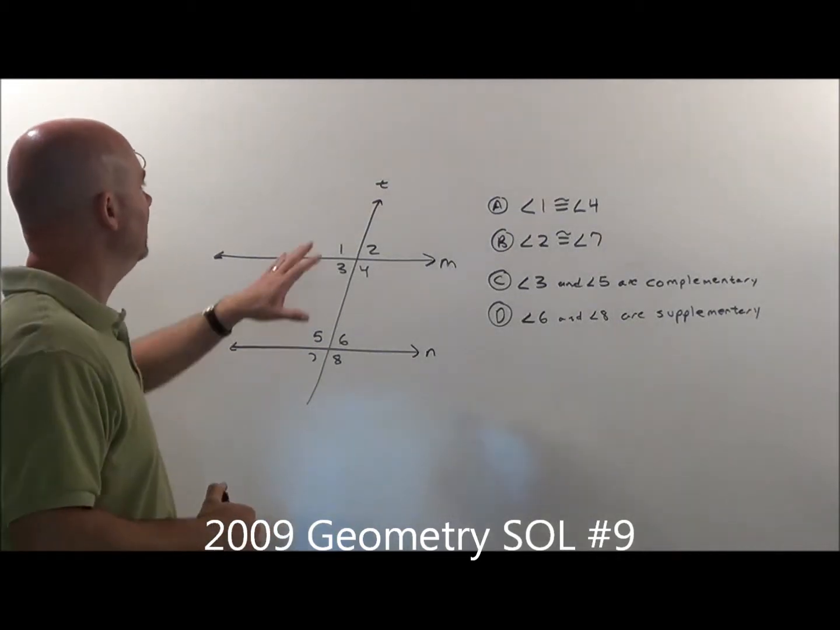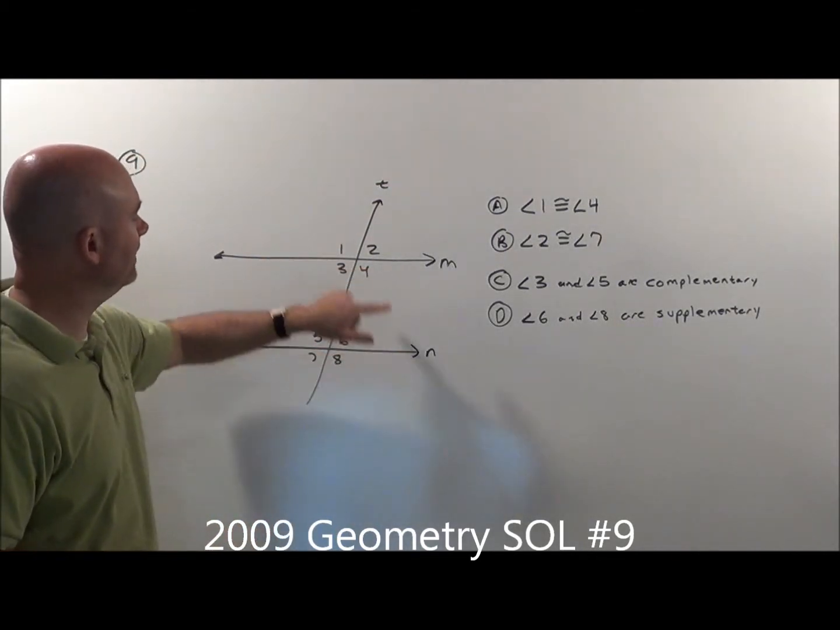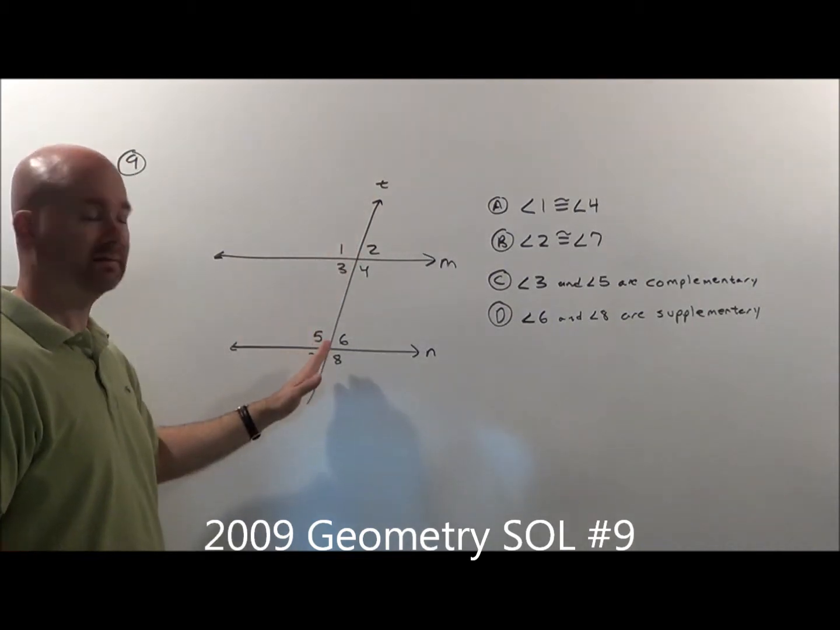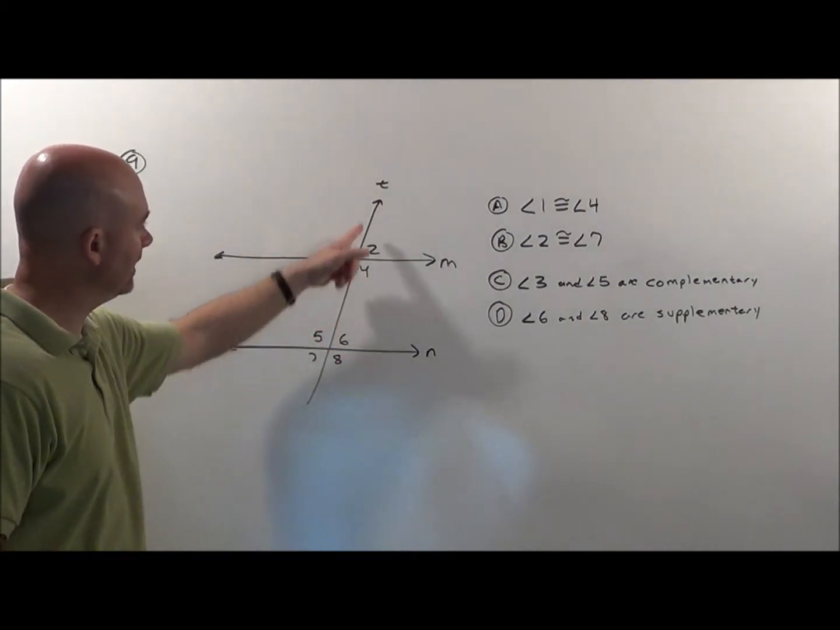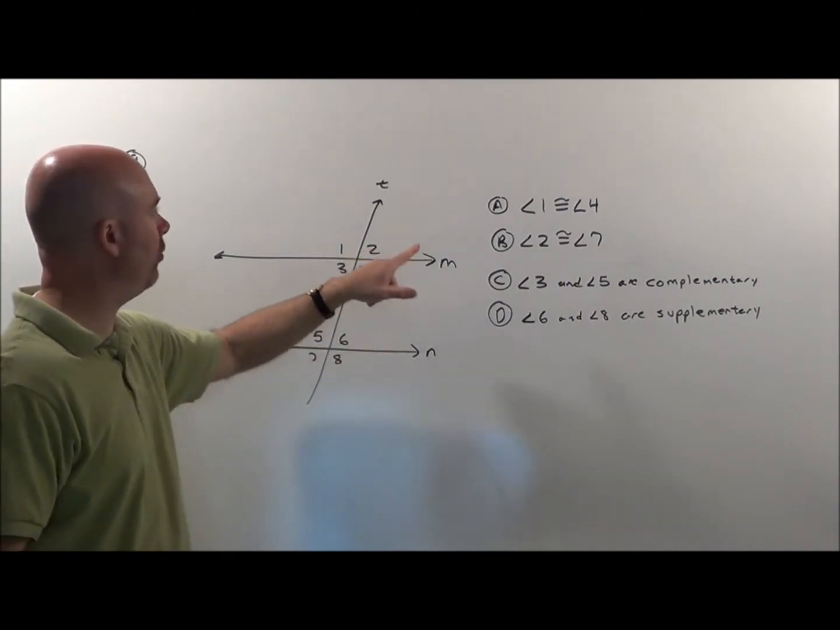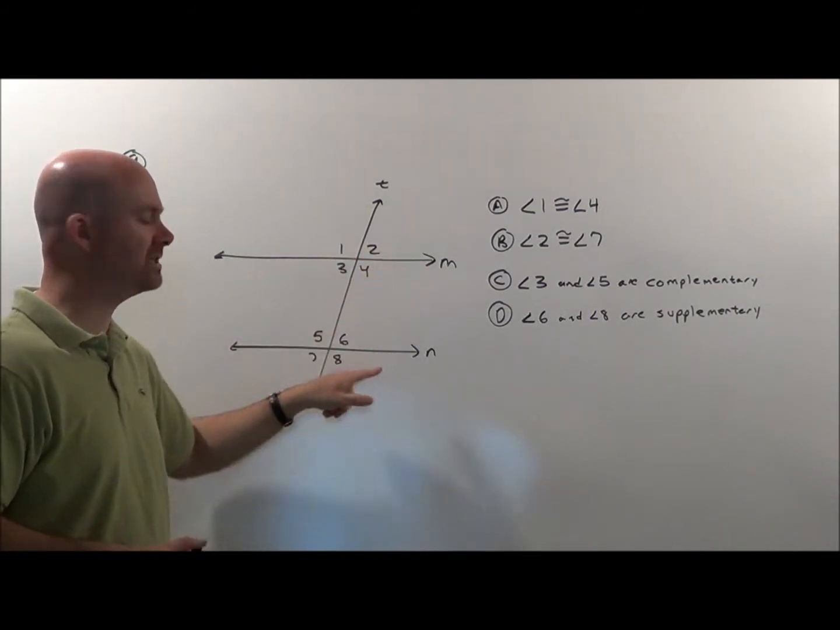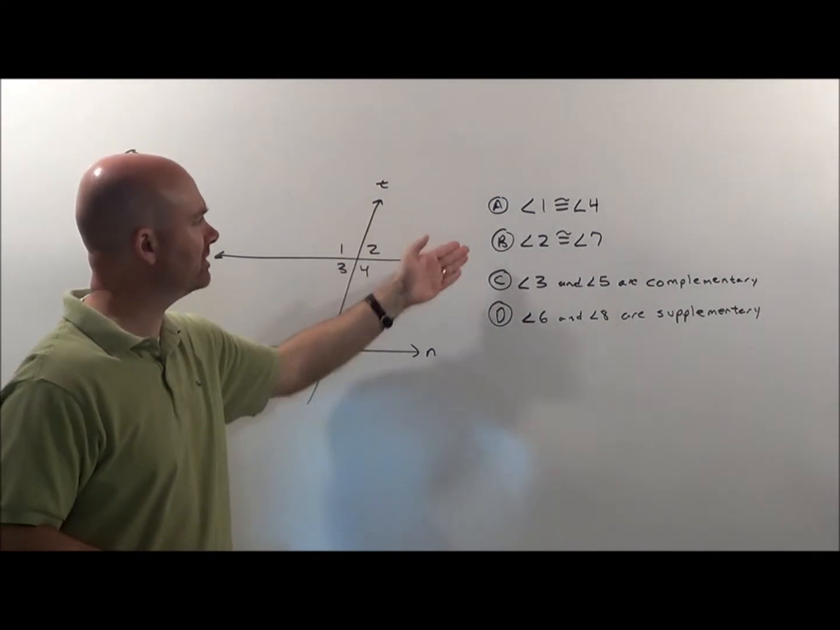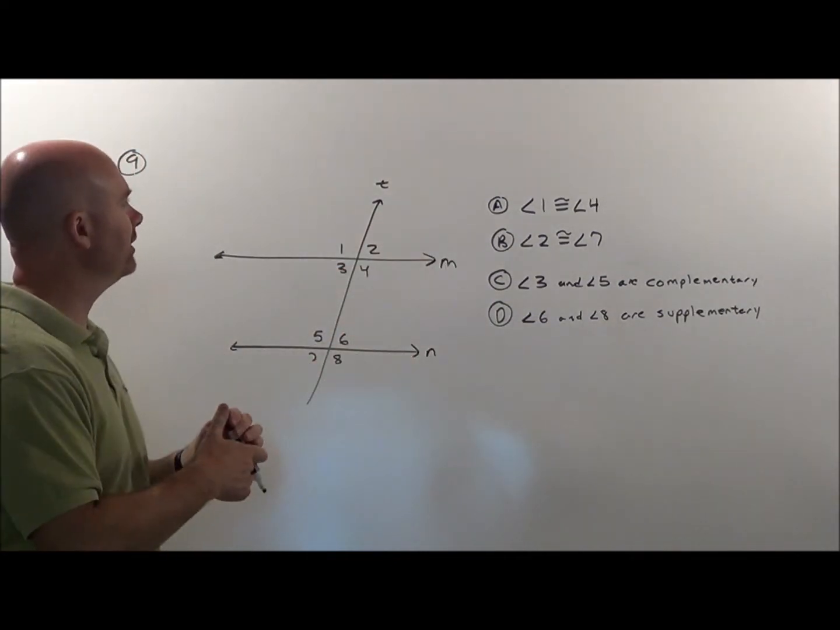Problem 9. It gives us lines M and N with line T intersecting them. It's a transversal cutting through these two lines, and we're trying to figure out what's going to force these two lines to be parallel. And it gives us our options here. So let's take a look.